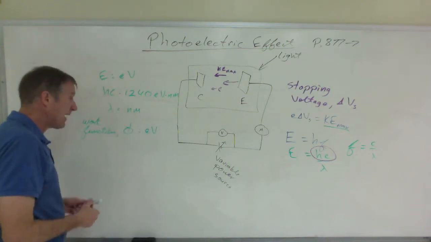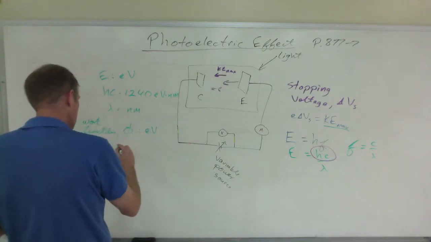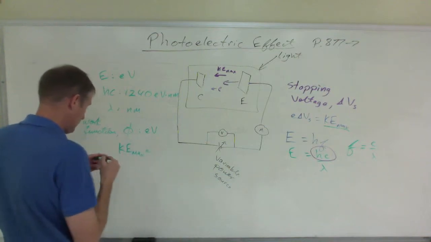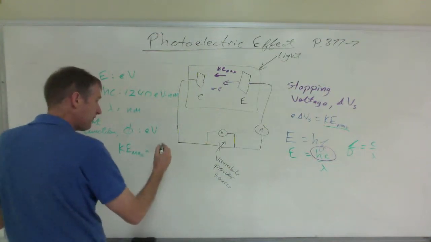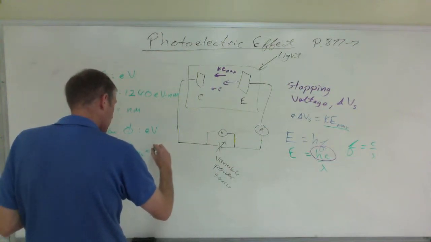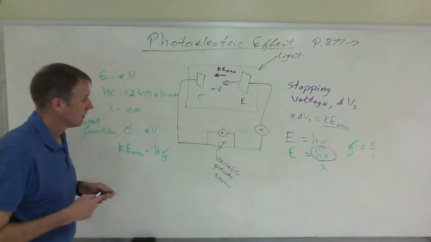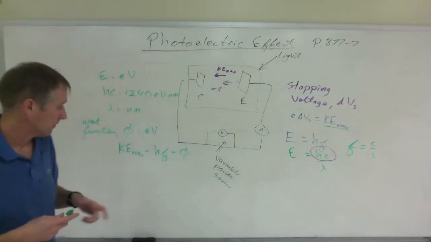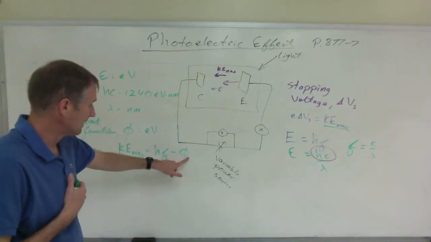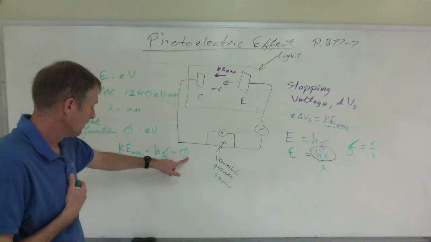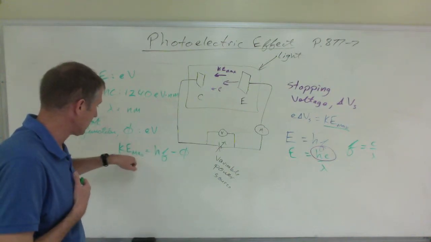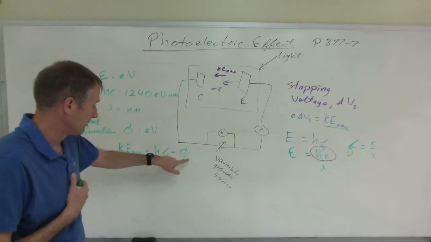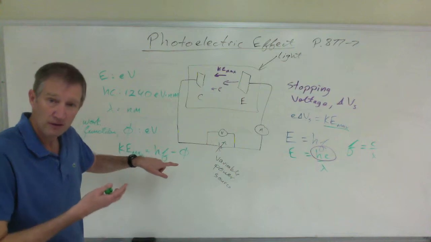So, the maximum kinetic energy of these photoelectrons is going to be the difference between the energy that they absorb, which is hf, less the energy required to leave the metal. That's the work function. So this is the energy they need to leave the metal, okay? If these two are the same number, then they're not going to have any kinetic energy, all right? But if this is greater than that, then they're going to have a little bit of energy left over.